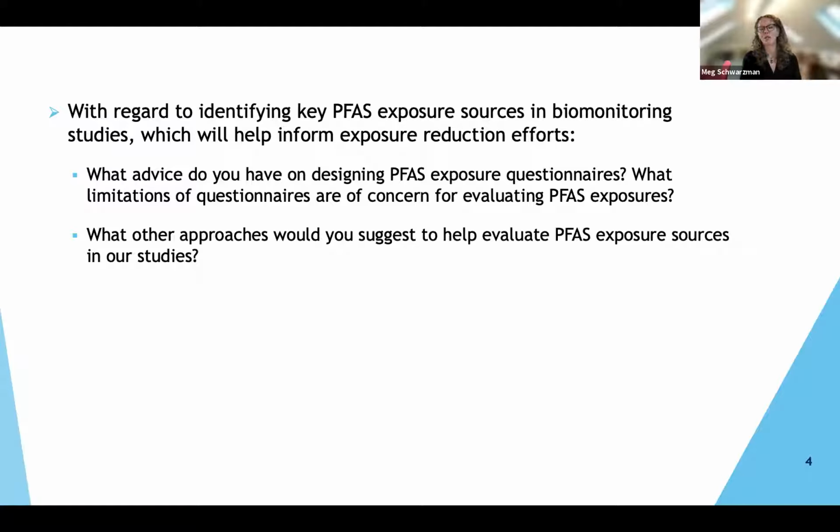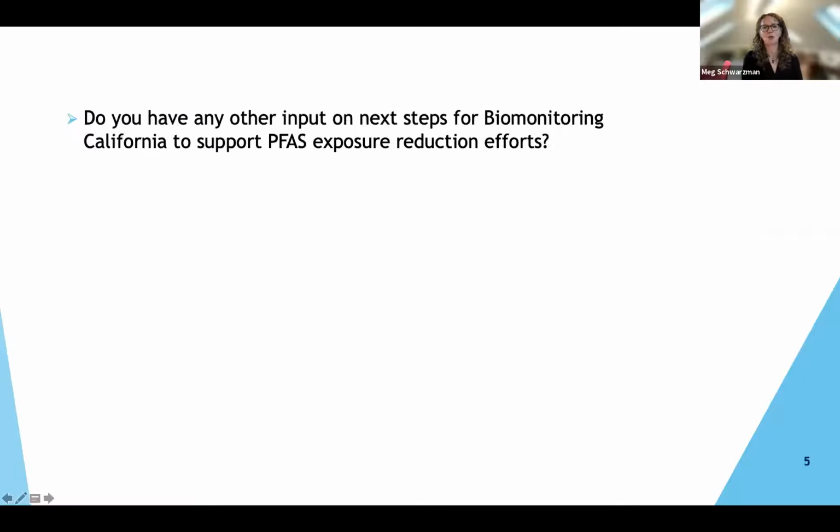And for this, I just want to flag, and we can return to this in our conversation, the notion that's come up a couple times about looking for co-exposures that might illuminate sources of PFAS exposure. We raised that in the morning around the question of fish exposure, that is fish consumption and its association with PFAS exposure. And are there ways, like looking at mercury concentrations, to evaluate whether that's happening in fish at higher levels of the food web? And then also this afternoon, a question about looking more broadly at other kinds of co-exposures that might point toward individual sources of PFAS. And then the final question is just a broad one. Any other input on next steps for Biomonitoring California that would support PFAS exposure reduction efforts?